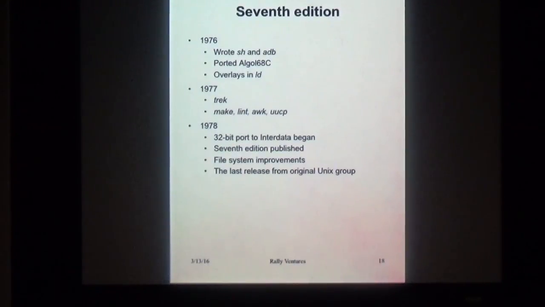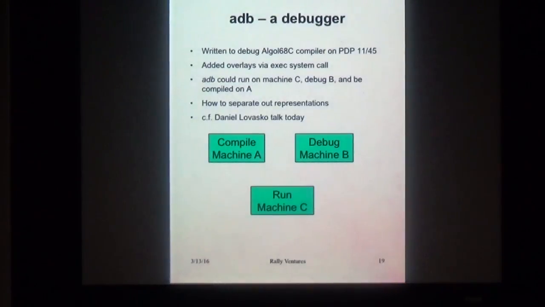There was a talk this morning by Daniel, who's here somewhere. And so I'm going to just mention this. I wasn't going to mention this, and then when he gave his talk this morning, I thought, oh, I'll throw the slide back in. So when I wrote ADB, the machine I compiled it on, the machine I was debugging, and the machine it executed on were all the same machine. So that makes life really easy, well, relatively. But then we started doing the 32-bit port, and I had to make the debugger work so that you could compile it on one machine, run it on a second machine, and debug a third machine.